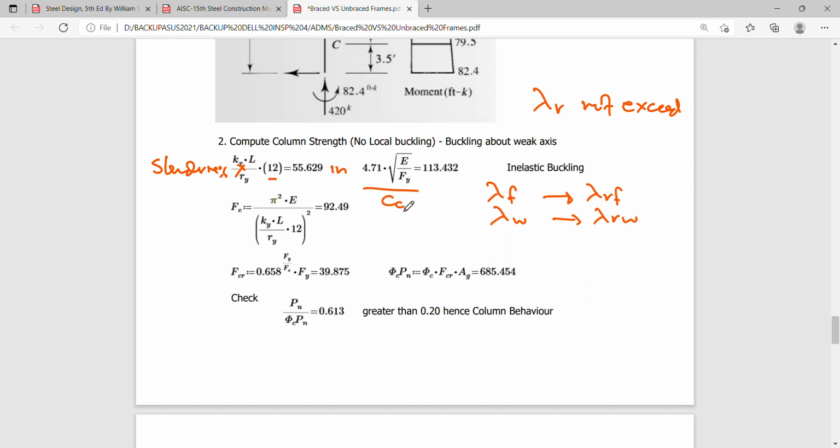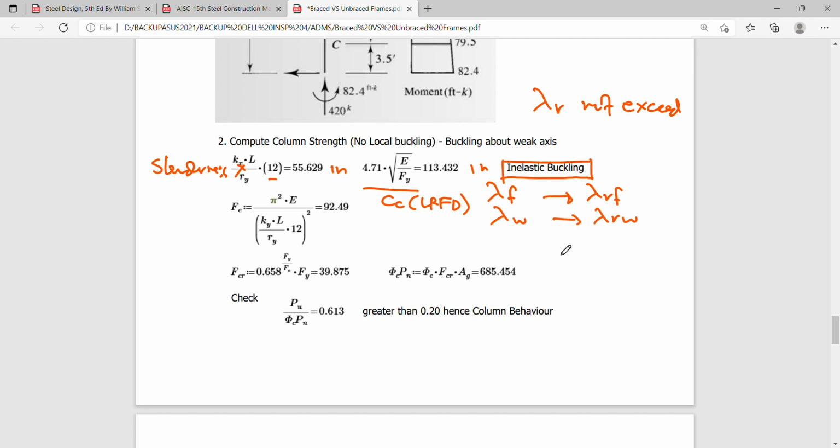So this is now your Cc requirement, equivalent to 4.71 square root of E over Fy, 113.342. Okay, so this Cc requirement is actually on the LRFD range. In the ASD range, your Cc is not exactly the same as this formula. So compare this to be less than this one here. Our conclusion is that we have here an inelastic buckling failure.